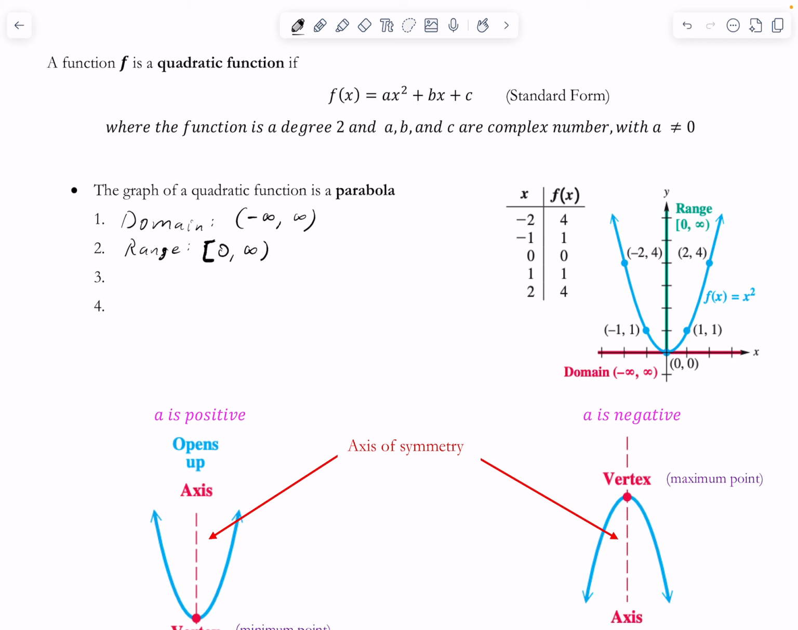We know this has y-axis symmetry. And we hopefully know from our first unit, if a function has y-axis symmetry, it is called an even function. Again, shouldn't surprise you because our highest exponent is an even number, which is a degree of 2.